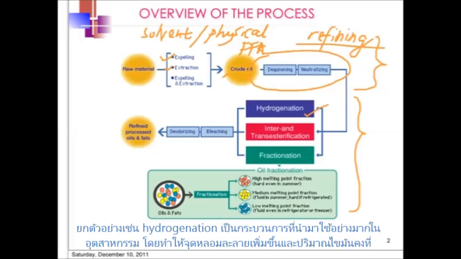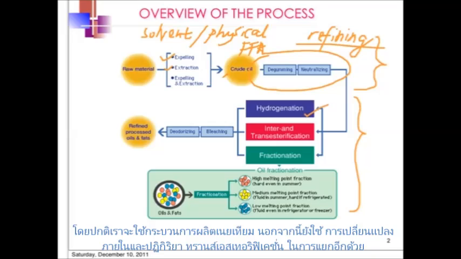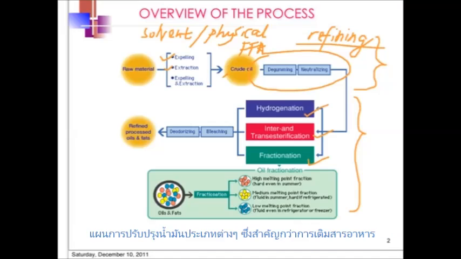This is a very widely used process in the industry to increase the melting point and solid fat content of the fat. So usually we use this process to produce a product like margarine. Then there is also the interesterification process and also the fractionation process. So the idea of this modification process is to produce various types of oil products which have higher value and which can be used for many food applications.